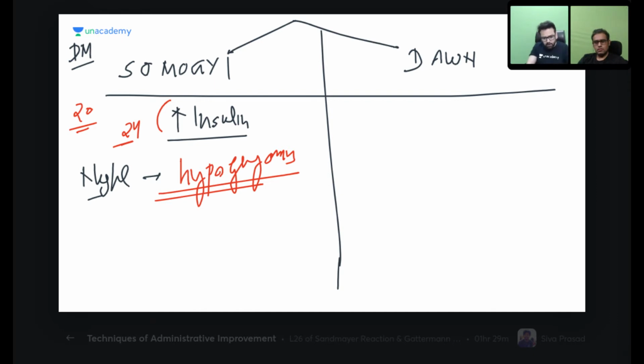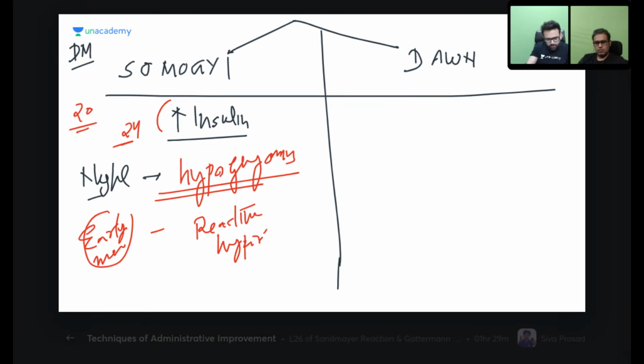Okay, what will happen in early morning, in dawn? I have told you there are so many reactive hormones, like glucagon, cortisol, all are hyperglycemic. So they want to counteract. So there will be reactive hyperglycemia. Are you getting me? Because on one pan of the balance there is insulin, and on the other pan what is there? Glucagon, cortisol, growth hormone. So they want to balance your sugar level. So there will be reactive hyperglycemia.